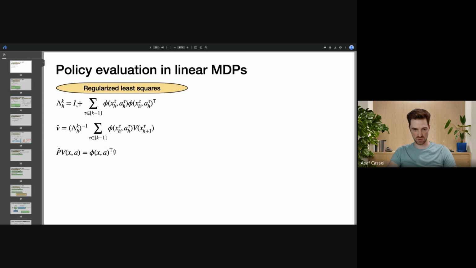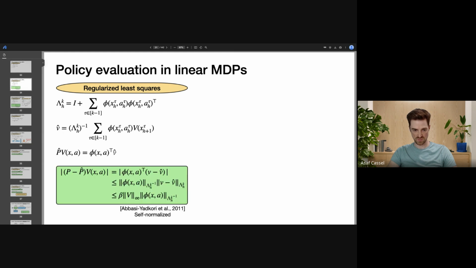This is the covariance matrix, which sums over the entire history, and it will, in a sense, quantify how well we're exploring the system. Using this, we can calculate an estimate of the vector V, which we'll call V hat, using this equation, which is just a simple regularized least squares. Then P hat V, which is exactly the value backup we want to estimate, is just the features transpose V hat.